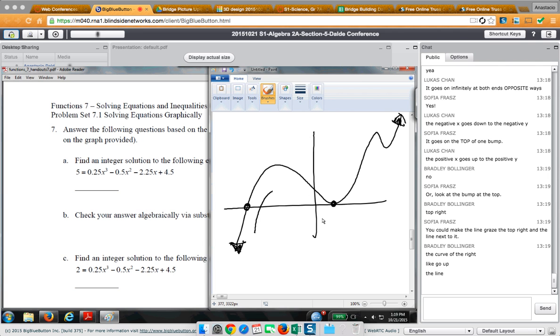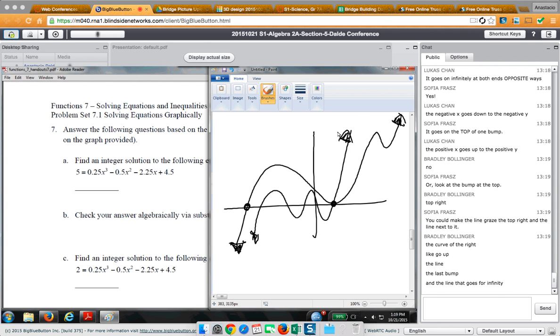1, 2, 3, 4, 5. So does that mean that to have a point that only goes... Wait, so would the graph have to be that type of shape in order for it to only have two? Yeah. I mean, that'd just be an instance where it could happen.